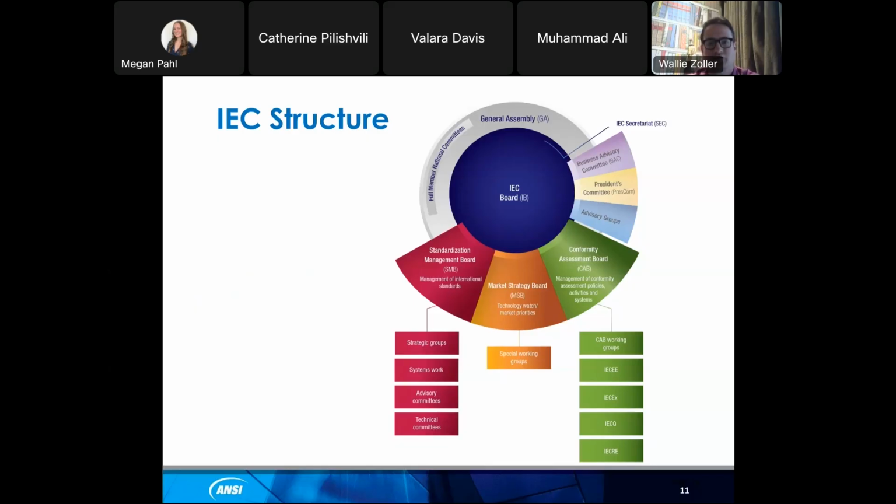Contained within the General Assembly are the national committees, which represent their countries in the IEC. The IEC board also provides oversight to the SMB, the Standards Management Board, the Market Strategy Board, and the Conformity Assessment Board, each of which have structures beneath them, which we'll explore as we move forward, and especially with respect to the Conformity Assessment Board. I believe we have a slide later that explains what each of these bodies beneath them are.